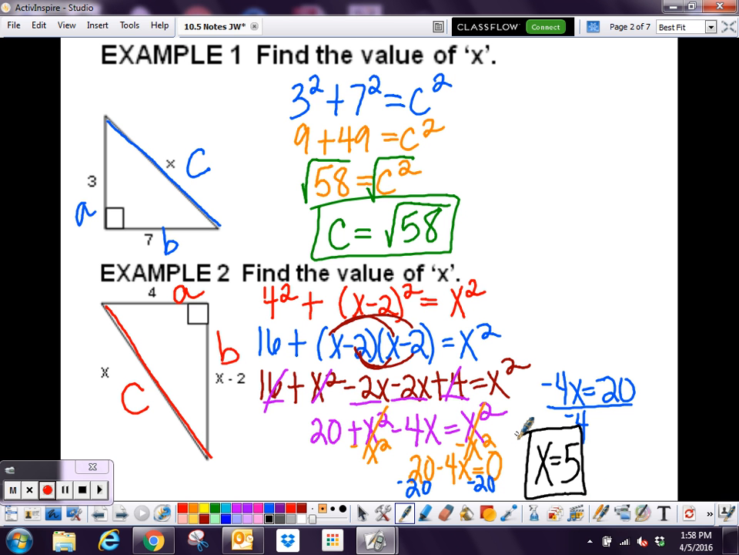Okay, if you wanted to check that, you could. Just come over to your triangle and write in 5 for the x's, and on the b side, 5 minus 2 is 3. We're going to figure out later that 3, 4, 5 is a triangle that you're going to remember. So there we go, there's our 3, 4, 5 triangle. Now, yes, this was a little bit more difficult. No, you're not going to have a lot like this, but you definitely need to know how to do it.